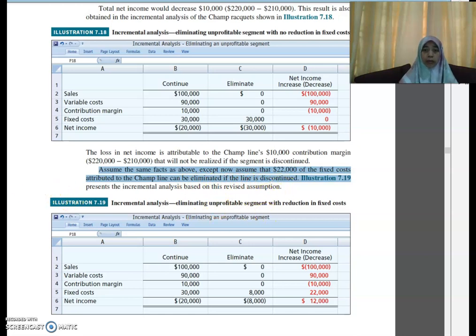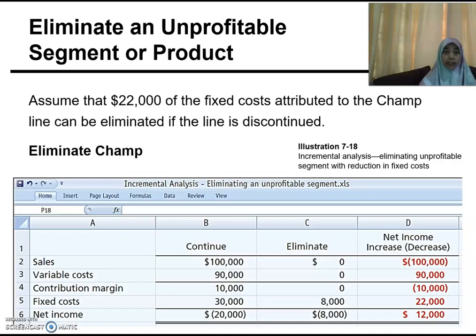So what happens now if you eliminate Champ? You can save 22,000. Okay, what's your decision now? So if that is the case, you can have a cost savings of 22,000. If you continue, your cost is 30,000. If you discontinue, you can eliminate 22,000 and your cost becomes only 8,000. So in that case, the net income increased by 12,000. So your decision will be to eliminate Champ because your net income will increase by 12,000.